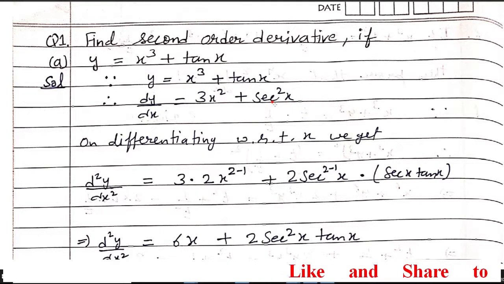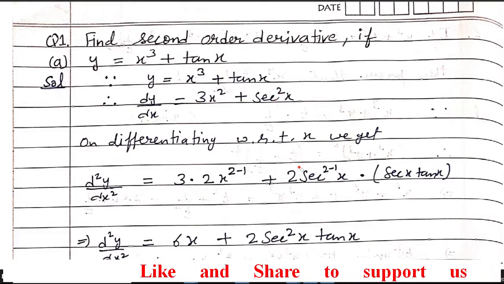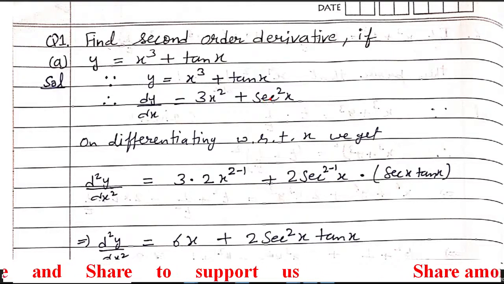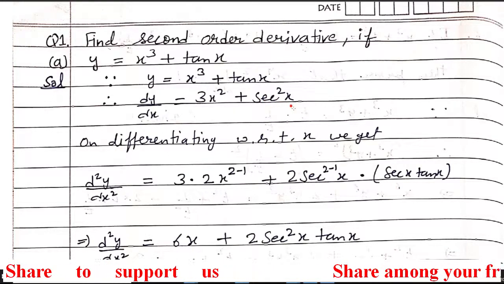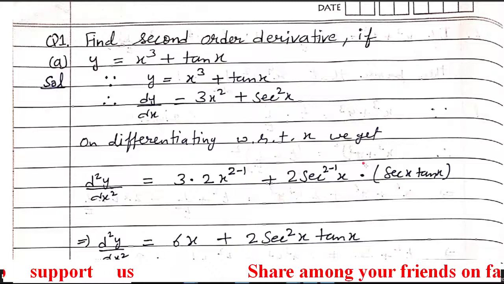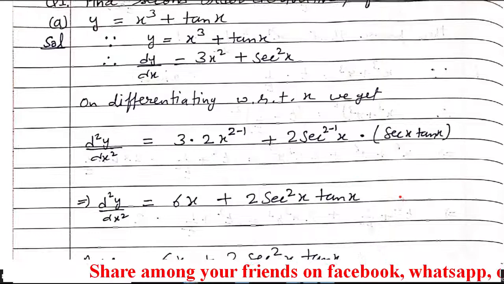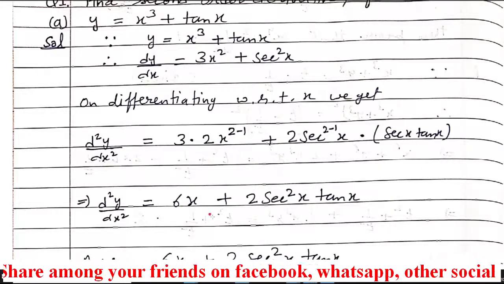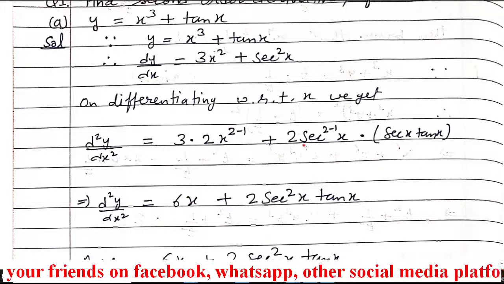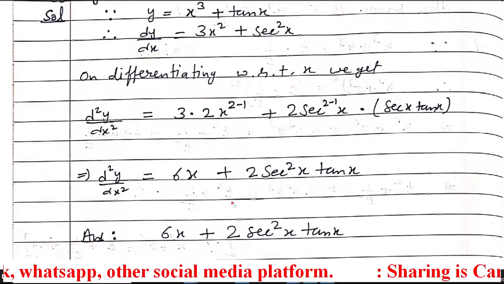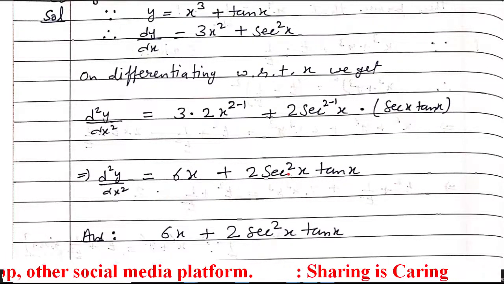So I hope it's clear to you. First we differentiated it by assuming it as x to the power n, that is n x to the power n minus 1. Then according to the chain rule you have to differentiate sec 10x again. Because of the chain rule, the answer will come sec 10x tan 10x. So just simplify, you will get 6x here, and when you simplify you will get 20 sec square 10x tan 10x. So this is your second order derivative for A part.